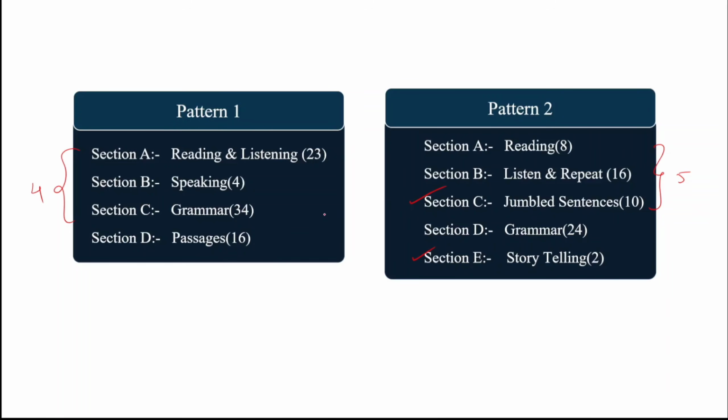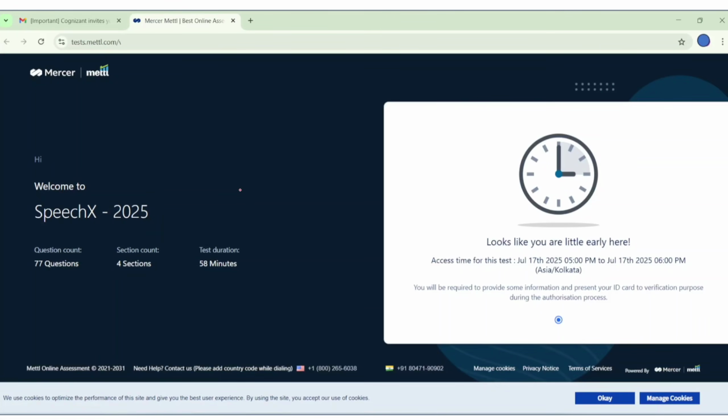I created the exact UI for better understanding. So try to answer the questions with me. Let's start the exam. Once you open the exam link from your email, then you will be redirected to this page. And here you can see that there are 77 questions and also we are having these 4 sections and the test duration is 58 minutes. I have taken these screenshots recently itself and you can see that the test time is July 17, 2025, 5 p.m. So this test is completed recently only.